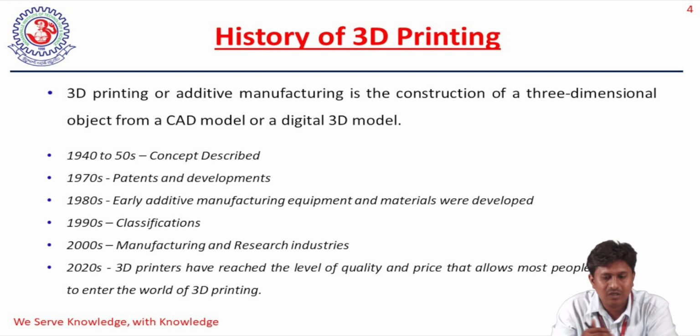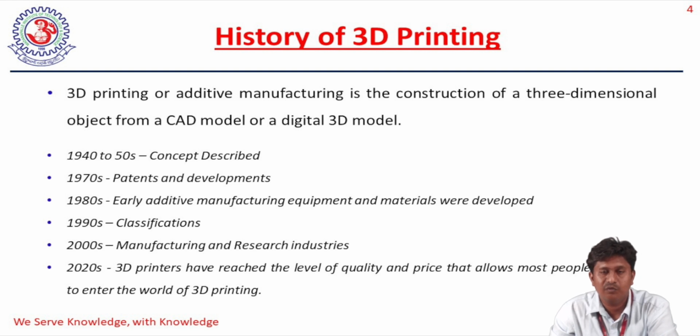And if you come to the history of 3D printing, the first 3D printing concept was described around the 1940s to 1950s. Now, in the 1970s, the patents and developments of 3D printing technology evolved. During the 1980s, additive manufacturing equipment and materials were developed. To manufacture the component, material is needed. Those raw materials were developed during the 1980s, and coming to the 1990s, the classifications evolved.